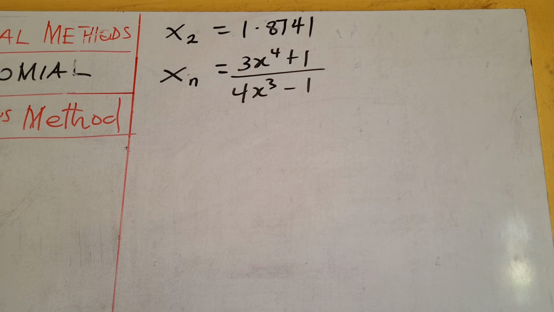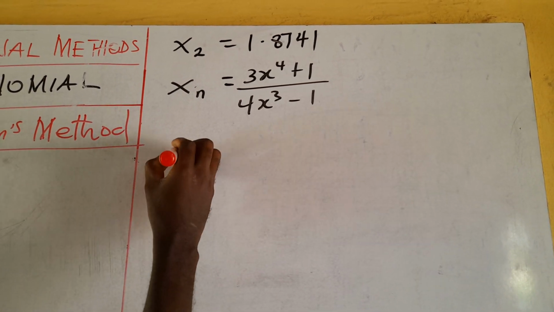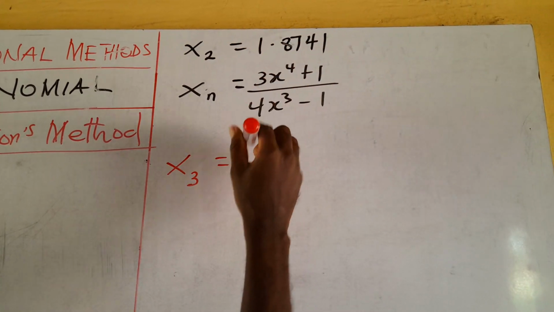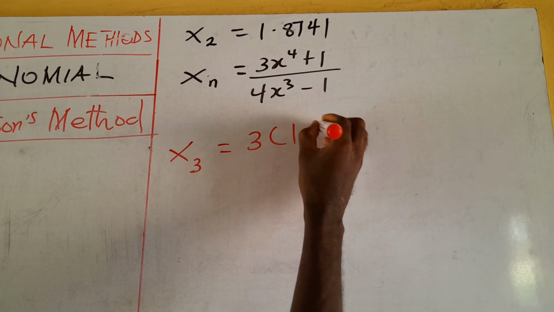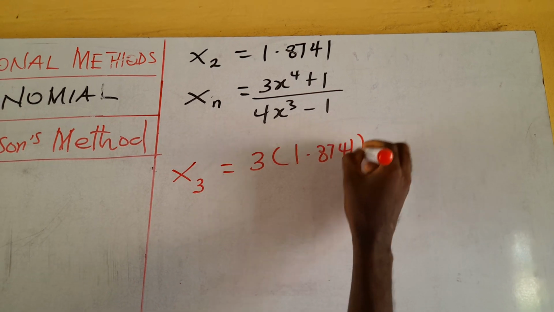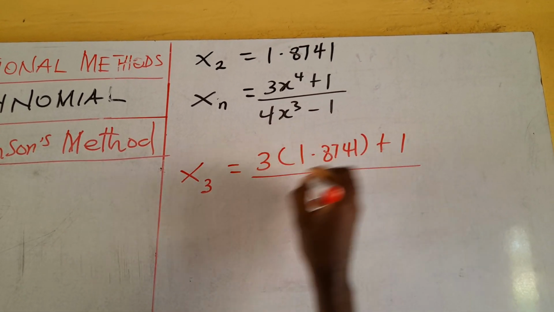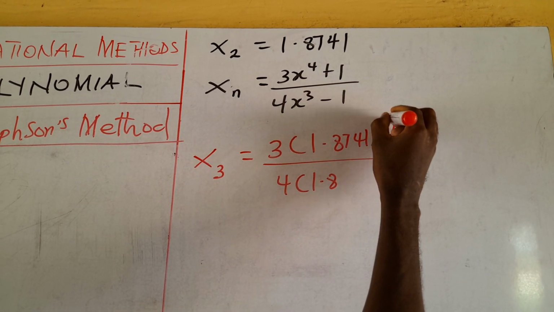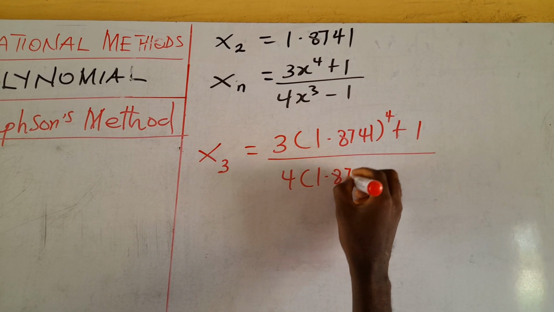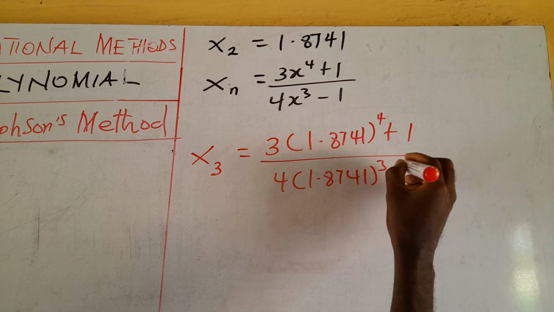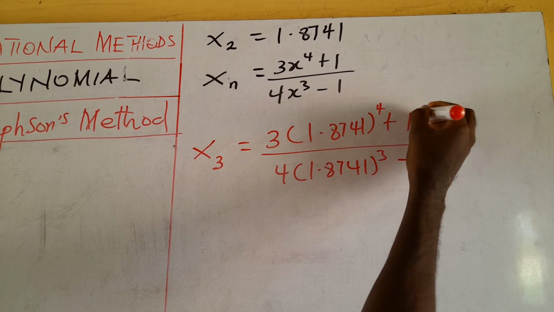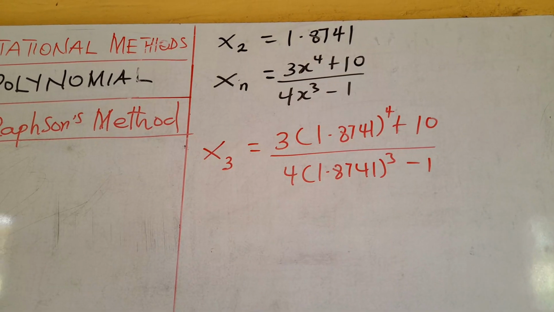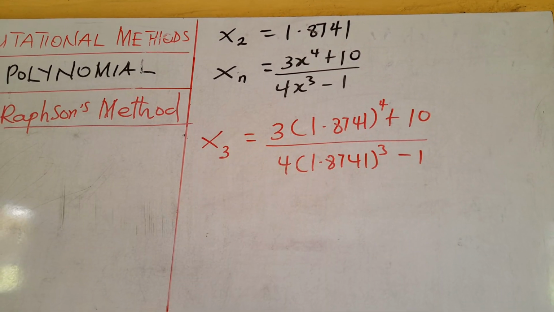Now we find our third one by substituting our x2 into our algorithm. So we find our third and final iteration according to the equation. Our x3 will be equal to the substitution of x2 into our algorithm. So 3 bracket 1.8741 exponent 4 plus 1, over 4 bracket 1.8741 exponent 3 minus 1. Please, this is plus 10 actually. So this is plus 10. So now we evaluate this, then we take it from there.